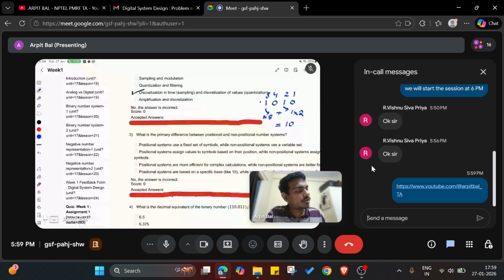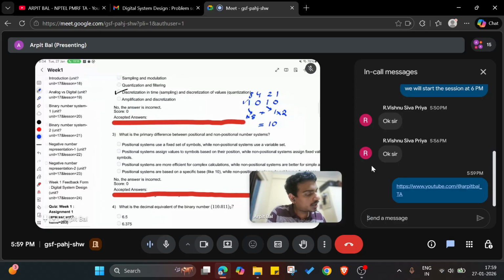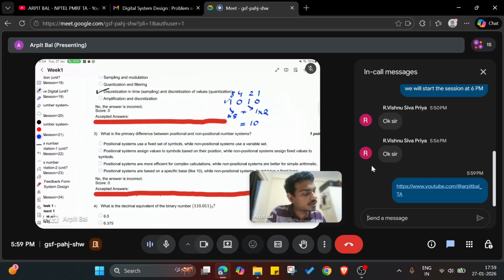The value associated with each place has a weight related to its position, and that's why it is called positional number system. Whereas when we are talking about non-positional systems, we have fixed values that are assigned to the particular symbols. So positional systems assign values to symbols based on their position, while non-positional systems assign fixed values to the symbols. Option B is correct.